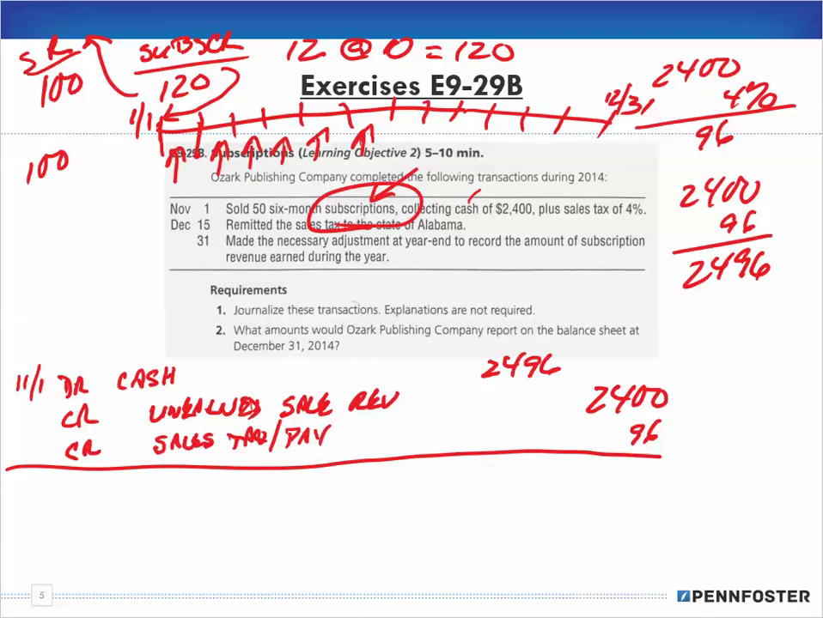I hope that was clear. Remember, prepaid and unearned are two sides of the same coin, just like accounts receivable and accounts payable. If you understand accounts receivable, then you understand accounts payable, because it's just the opposite. If you understand prepaid, then you understand unearned. Prepaid is an asset.